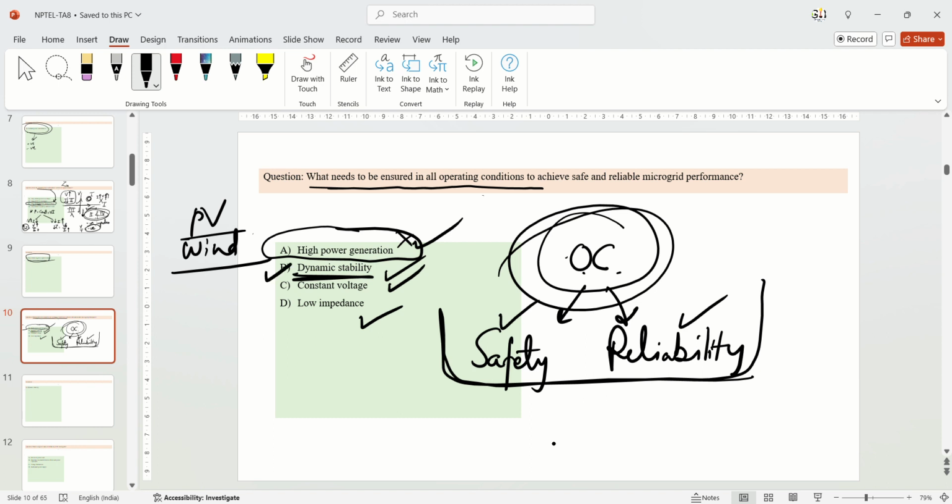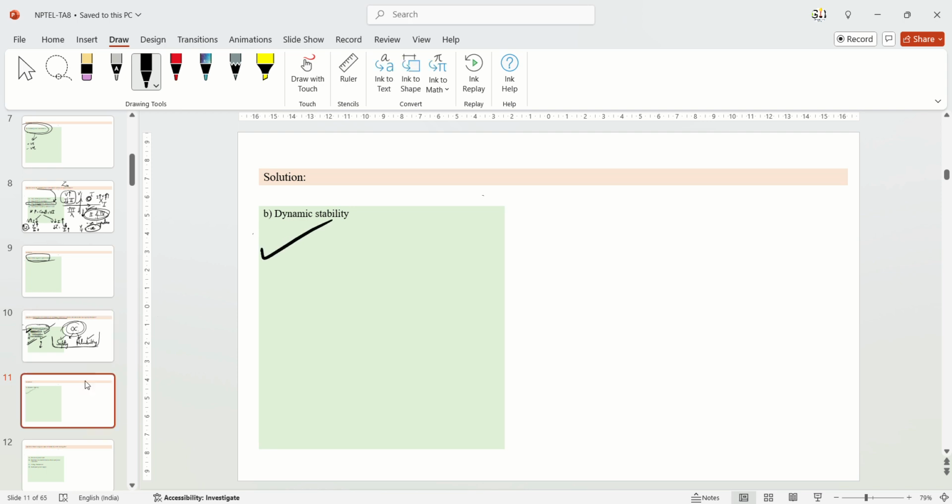Dynamic stability must be ensured, because if you are generating PV power and it is not stable at the grid connection point or the output side, that is not good for the operation of the microgrid. So dynamic stability is actually very important. Constant voltage and low impedance are not the case. Dynamic stability must be ensured, so the answer is this.